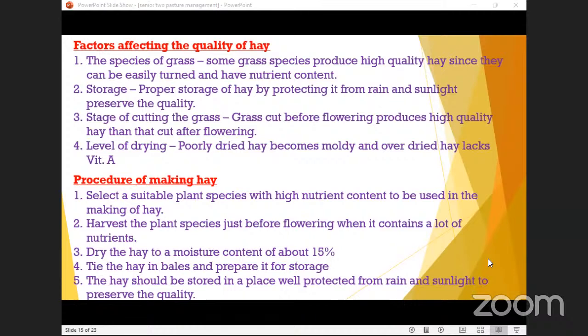The hay should be stored in a place well protected from rain and sunlight to preserve the quality. To preserve the quality, you have to put it in a protected area. So that's how we prepare hay.